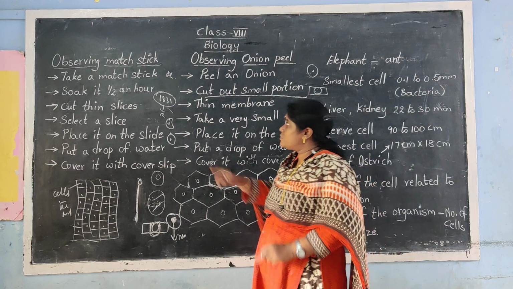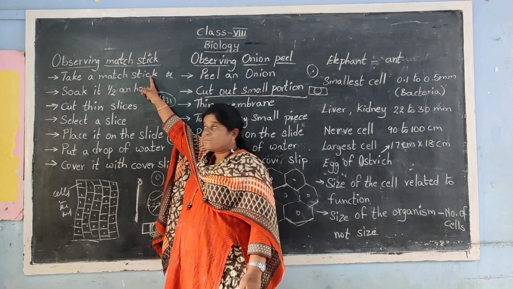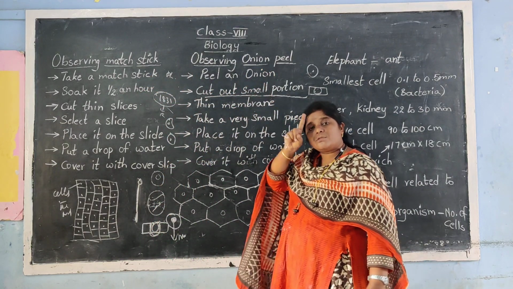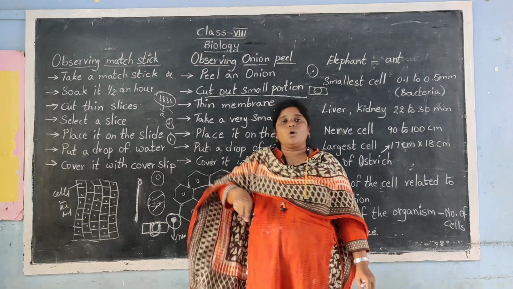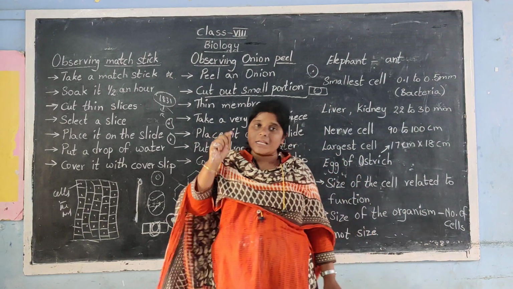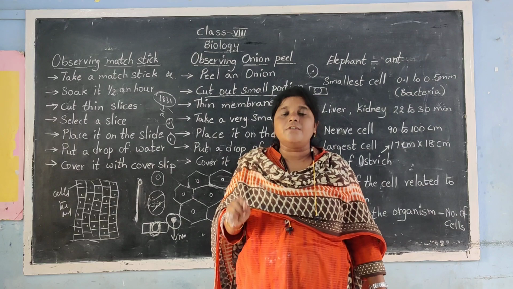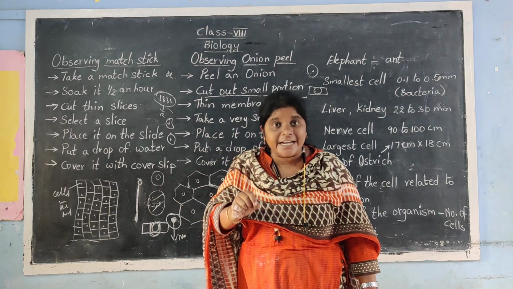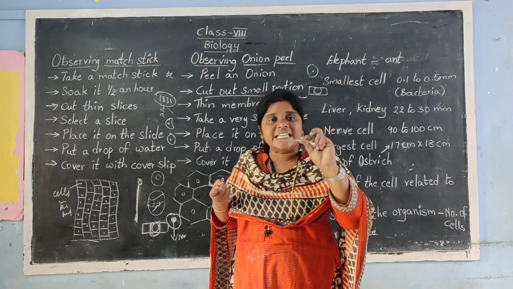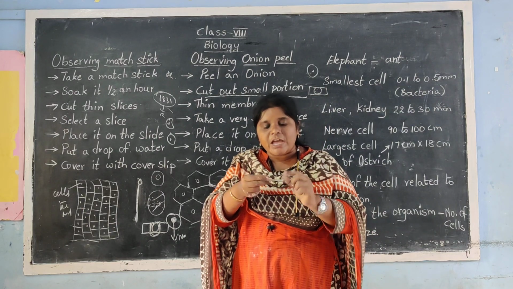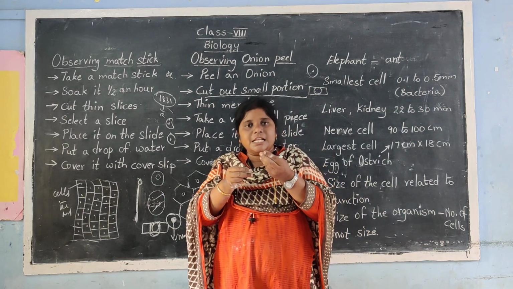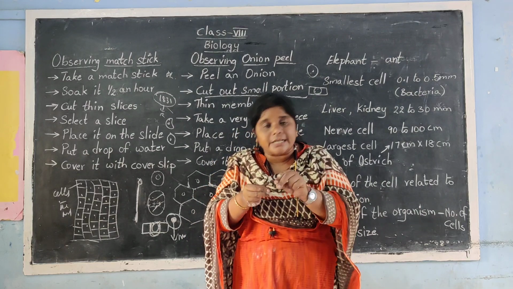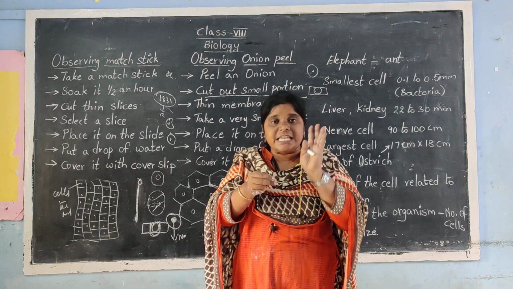In this way you have observed the matchstick. In this way you have observed the onion peel. In the same way you observe the nucleus, and also the cheek cells or the onion peel. Any cell you take has a dark staining body inside it. How to observe it? By staining it. What do you mean by staining? After taking the experimental material, if you use any color, that is called staining.